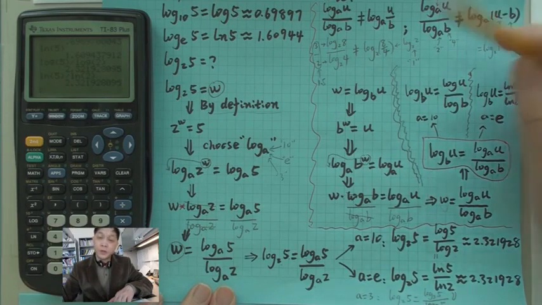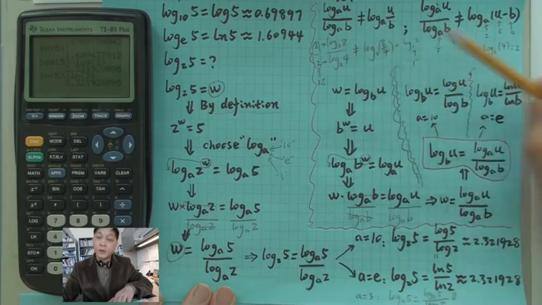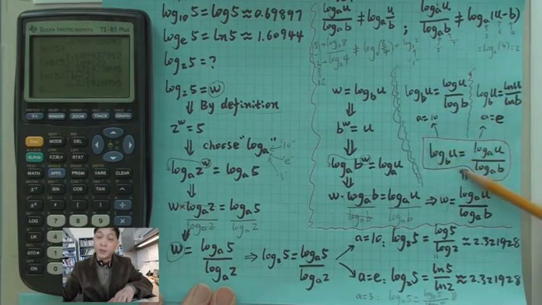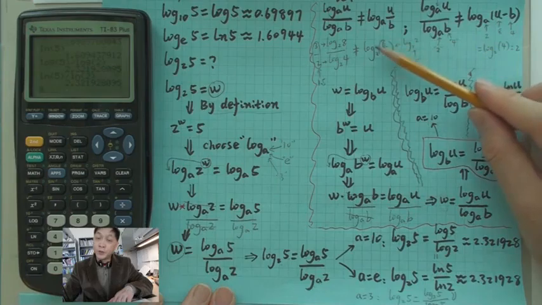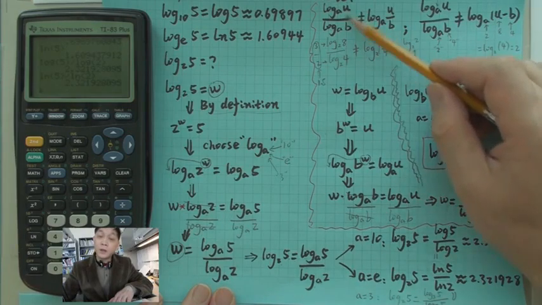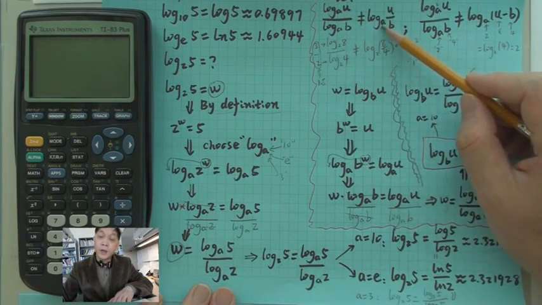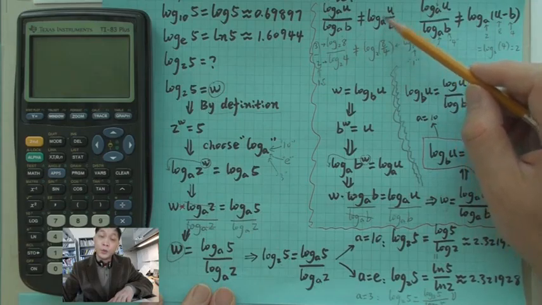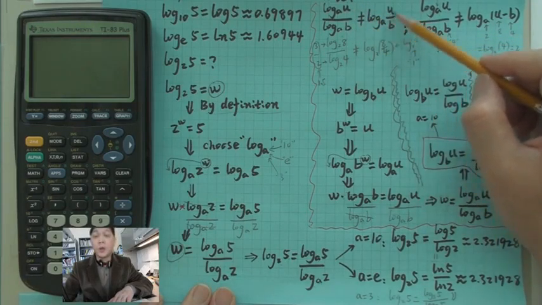Now here there is a note. The formula here is different from those two, and we need to be aware of that. You see right here, log base A of U divided by log base A of B. This one does not equal log base A of U divided by B. They are not equal.